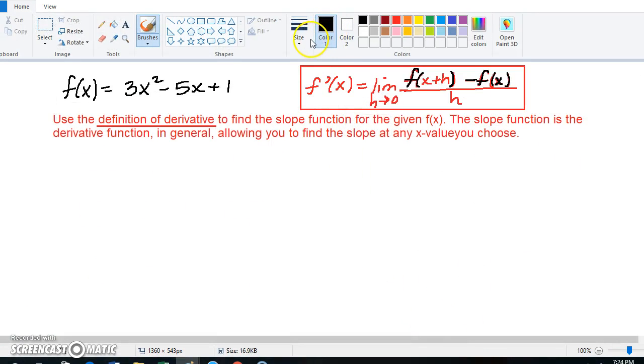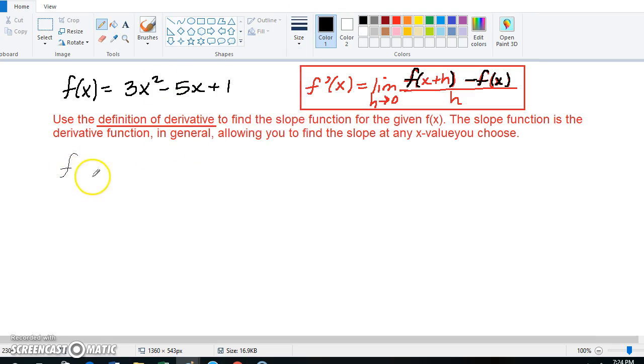So on Friday, there was a homework question, number 9 on the worksheet, that you were not able to do unless you knew how to find the derivative of a polynomial straight away without using the definition of derivative. So let's use the definition of derivative on f of x equals 3x squared minus 5x plus 1 and see what's happening. And we're going to look for some patterns. So I'm going to start out.